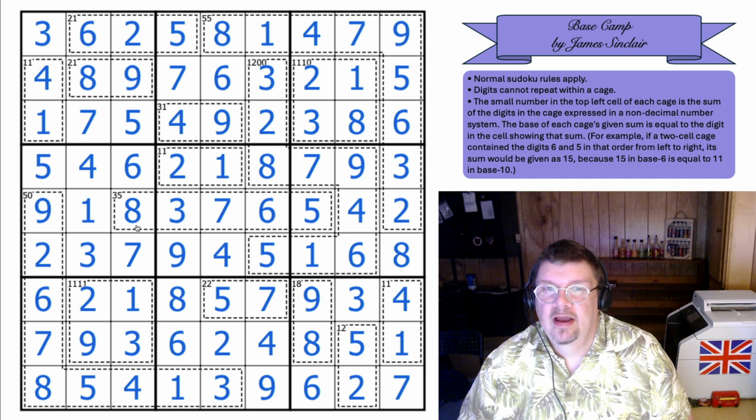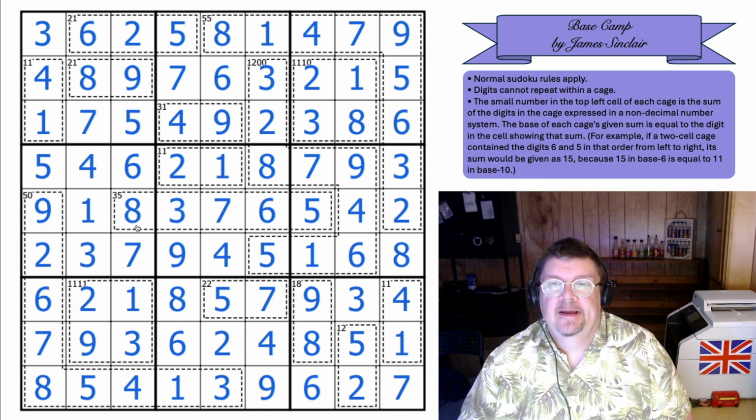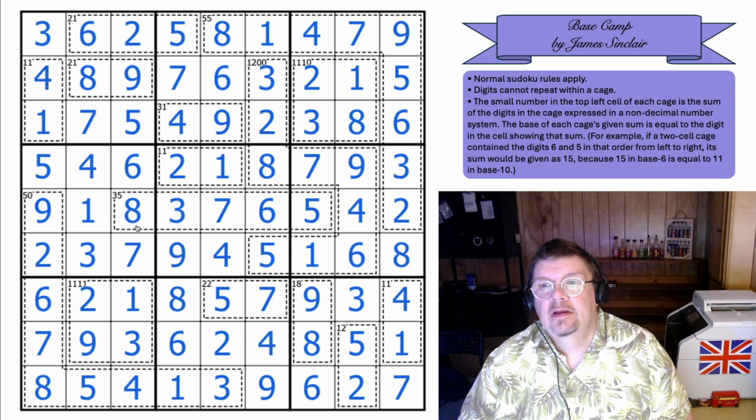I think this is a great puzzle, and I'm sure that others will enjoy it.